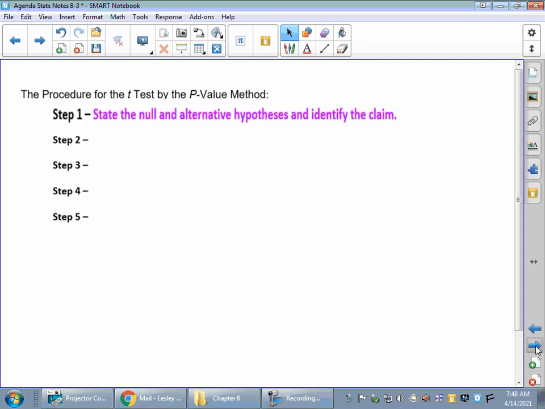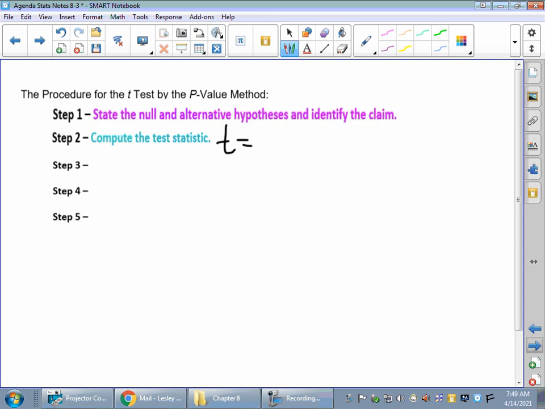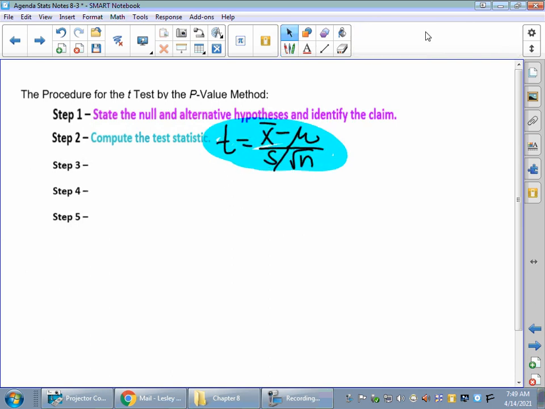Step 1 is always H sub O, H sub 1, and the claim. Identifying the claim is important for step 5. In step 2, you're going to compute your test statistic, which is still finding your t. It's the same formula. T is equal to x bar minus mu all over s divided by the square root of n. Nothing has changed there. Same formula. It's still our test statistic.